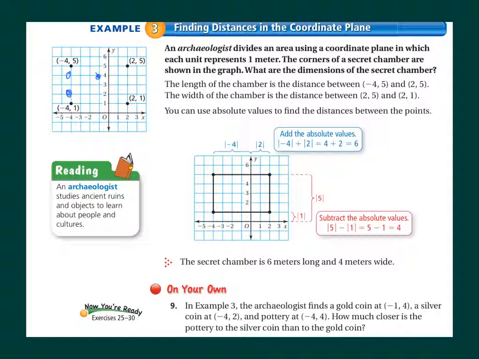Now it says how much closer is the pottery to the silver coin than the gold coin. So it wants to know how close the gold coin at -1, 4 is to the silver coin at -4, 2. So what we do is just count these up. This one is 2 units away. This one is 3 units away. So you guys can just put that. The gold coin is 2 units away, and the silver coin is 2 units away.